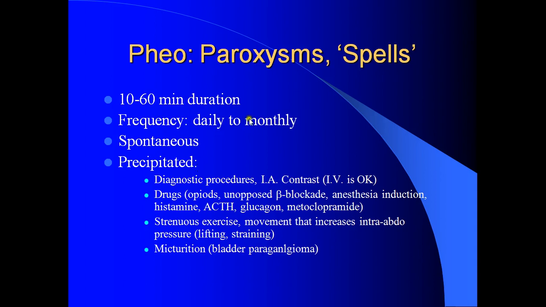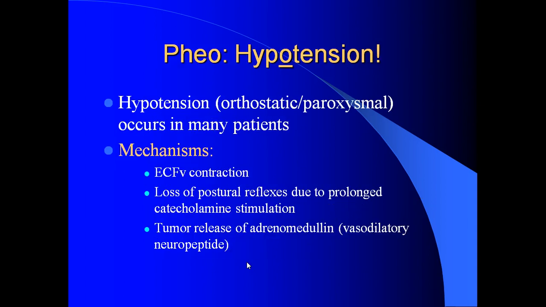or certain drugs like opioids, unopposed beta blockade, anesthesia induction, histamine, ACTH, glucagon, metoclopramide, anything which can cause the release of these hormones will in turn result in precipitation. Strenuous exercise, especially movement which increases intra-abdominal pressure. So any lifting or straining can cause pressure on the adrenal glands. Micturition: if there is a paraganglioma around the bladder, then during micturition this can happen.